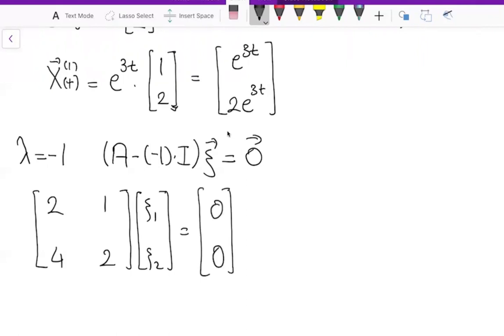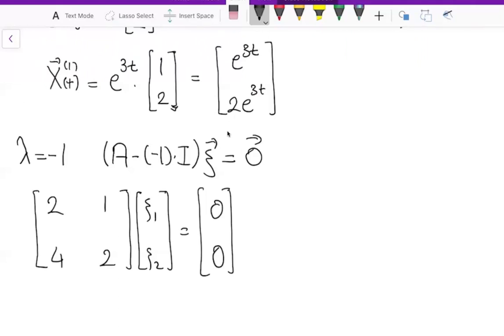Again, you can do row reduction, but I will not do it this time. I will just directly write it. So 2, 1, 4, 2. If you take the first row, multiply with -2 and add to the second one, the second row will be completely 0, 0. So that means it's all about the first equation, 2 and 1.